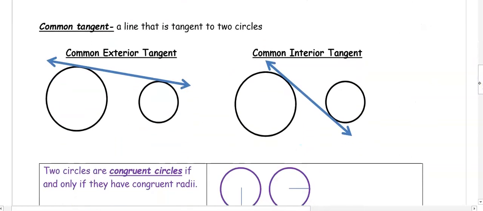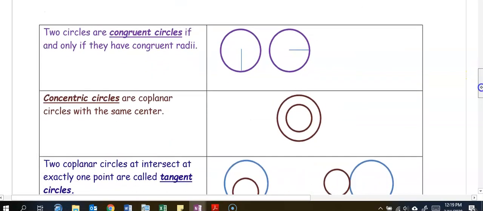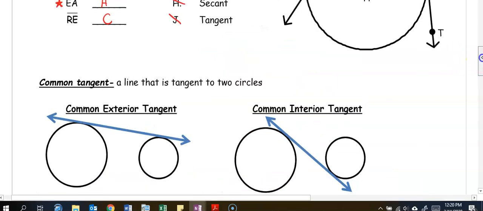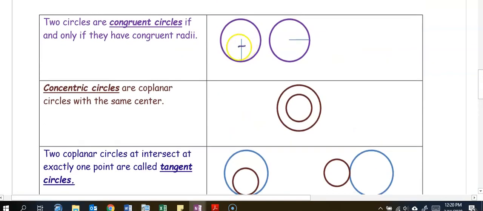So a couple other vocab words. A common tangent is a line that is tangent to two or more circles. A common exterior tangent means it goes outside the circles, and a common interior tangent means it goes between the circles. A couple other vocab things. We have two circles. They're going to be congruent if their radii are the same length. So if their radii are congruent, then the circles are congruent.